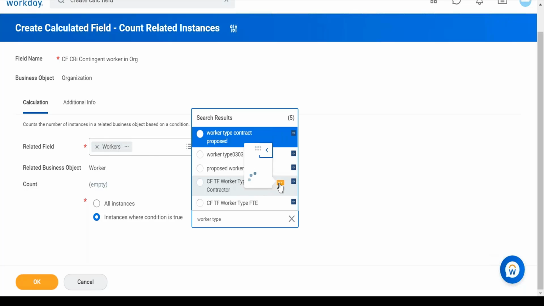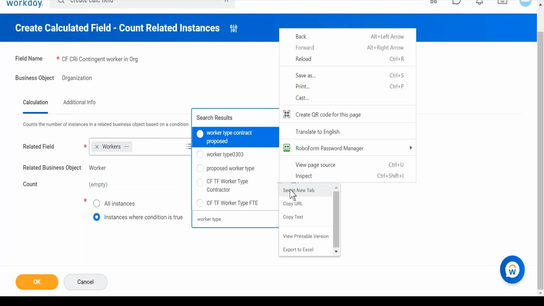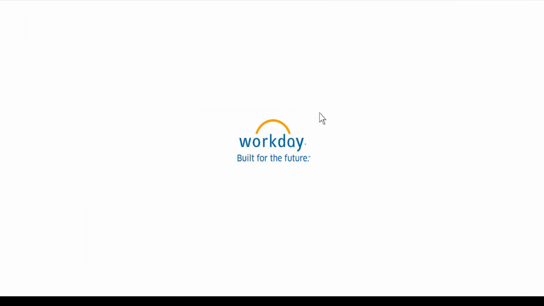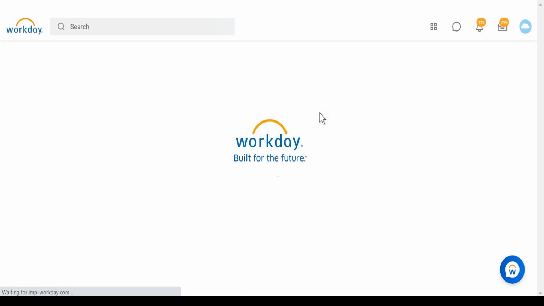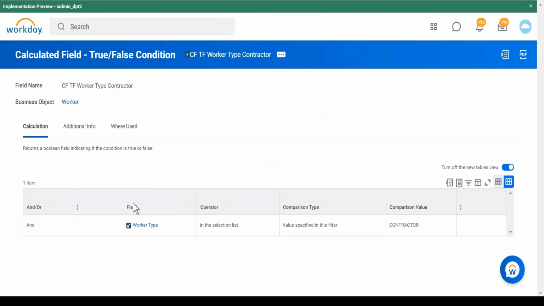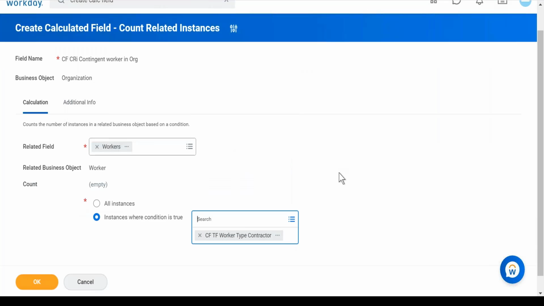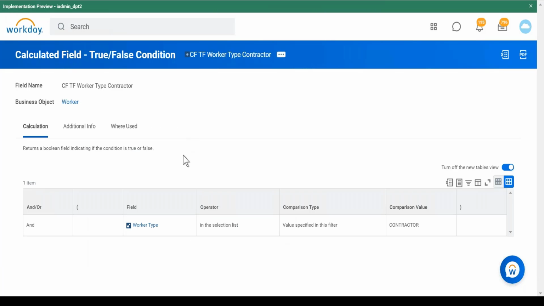Let me look at it in a new tab and see what this field is. You can always leverage other people's created fields if you feel safe, or if you see that this field is exactly what you want, just copy it and name it as per your condition. Yes, someone has built this field. They're already looking at contractor type. So I'm just going to use this particular true and false condition. And if you see, this field came up as an option only because it was built on worker BO. Had it been on another BO, it would not have come up over here.